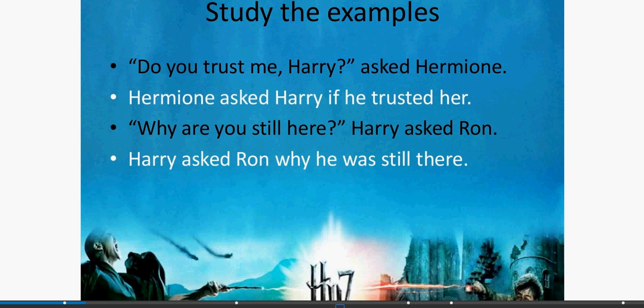"Do you trust me, Harry?" asked Hermione. We want to change this from direct into indirect, right? So we start with the speaker, who is Hermione. Then we use the reporting verb, which is asked. Note that with this type of reported speech, the question, we can simply recognize it by the reporting verbs: ask, want to know, and wonder. So here we have asked.